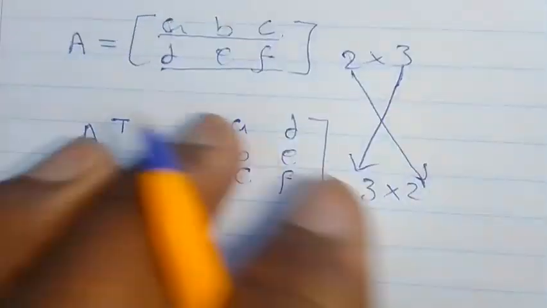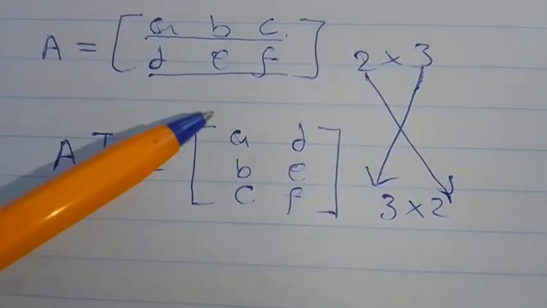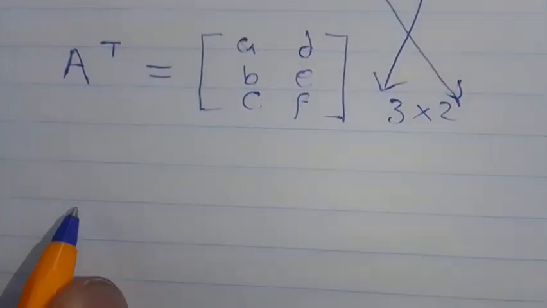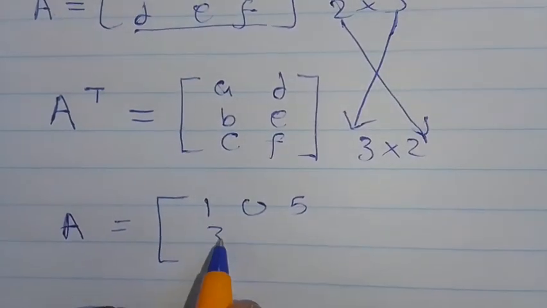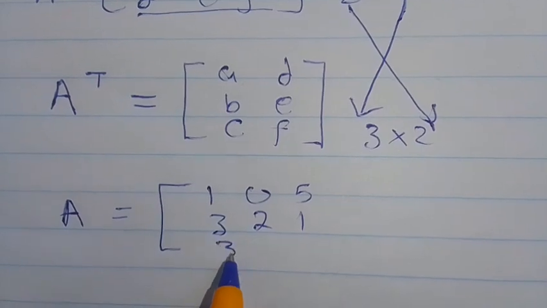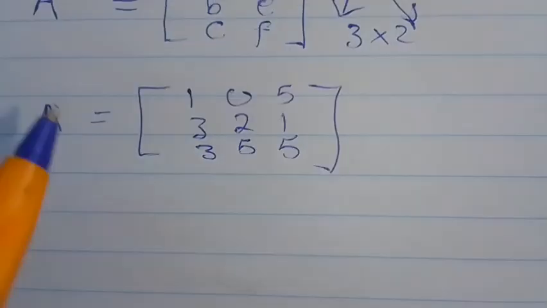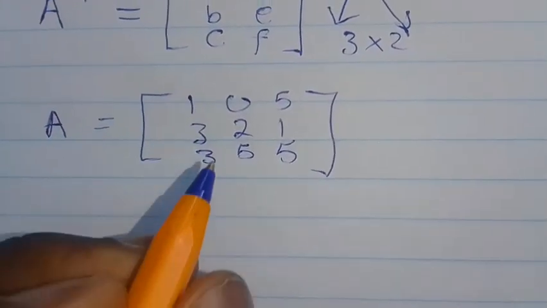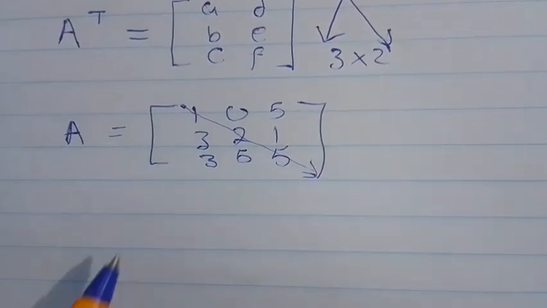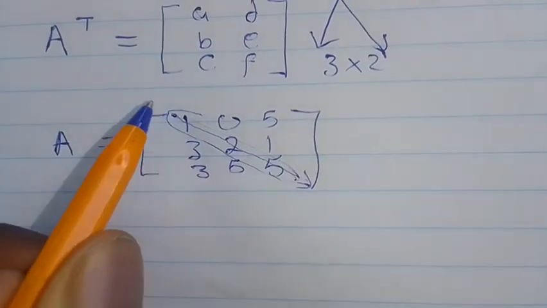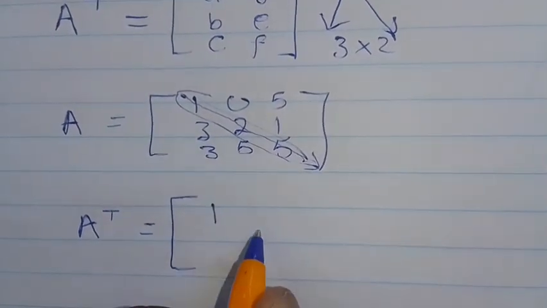But now, if you have matrices like this, which are not square matrices, the basic idea is that the rows and columns switch. But if you have a square matrix, like this, let's say 1, 0, 5, 3, 2, 1, and then 3, 5, 5. Let's say we have this matrix. So now for the transpose of this matrix, since it's a square matrix, it's safe to say that you're just going to reflect along the main diagonal like this. So remember, this is your main diagonal, 1, 2, 5. The diagonal must stay the same. So for A transpose, you just keep the diagonal the same, 1, 2, 5.